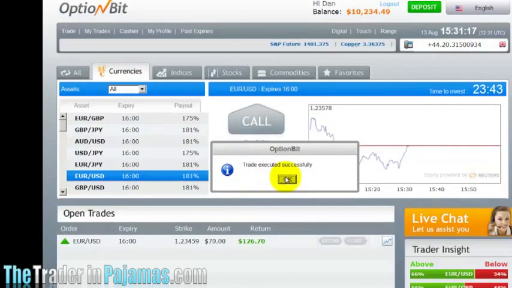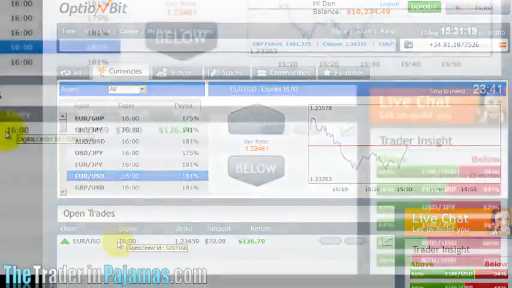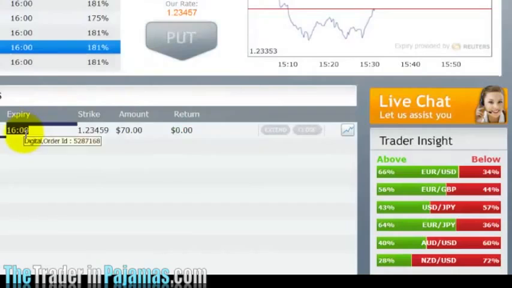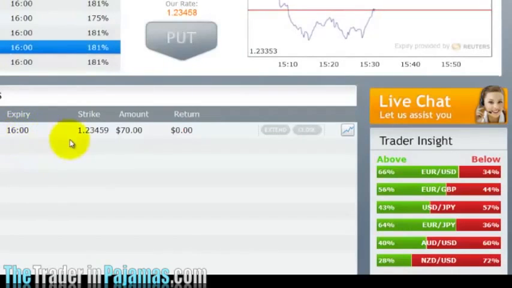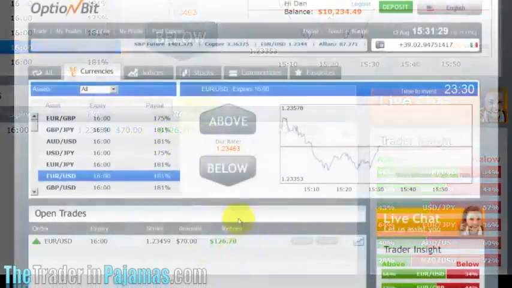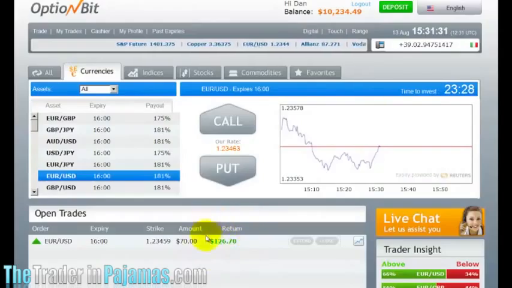Now, as long as I'm always trading in the same direction as the majority of traders as shown via the Trader Insight tool, and as long as I'm sticking to my strategy, which allows me to manage my investment wisely, my odds are always improving. So let's just wait for this trade to come in.